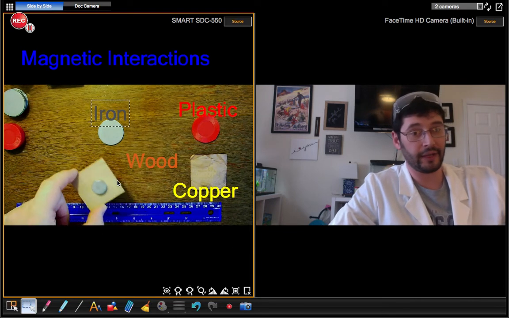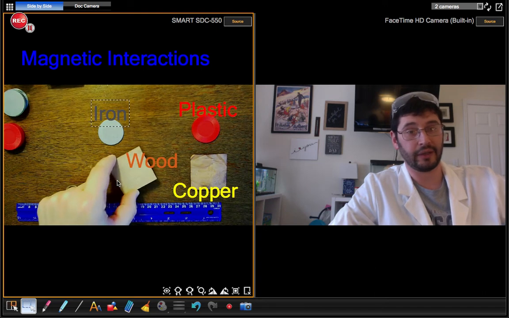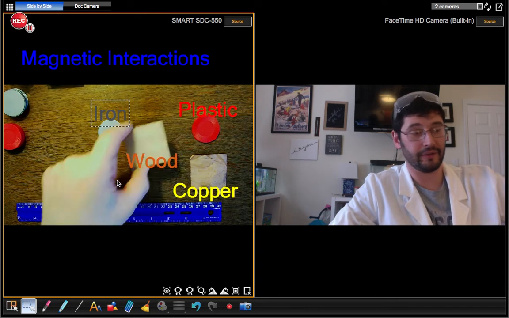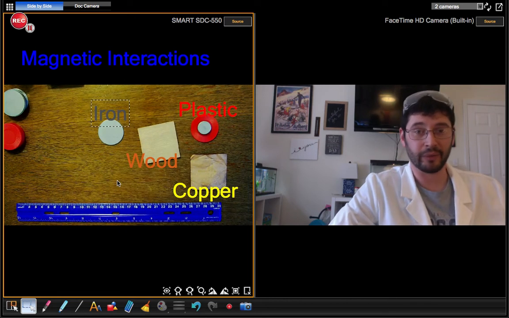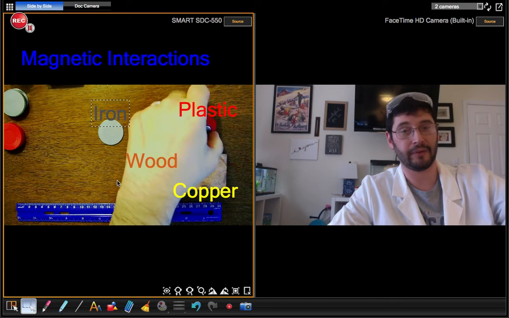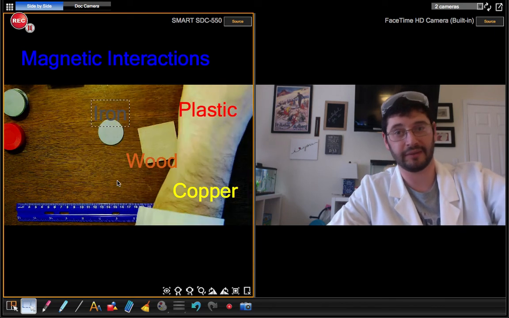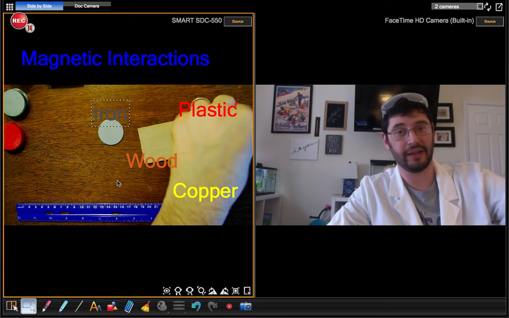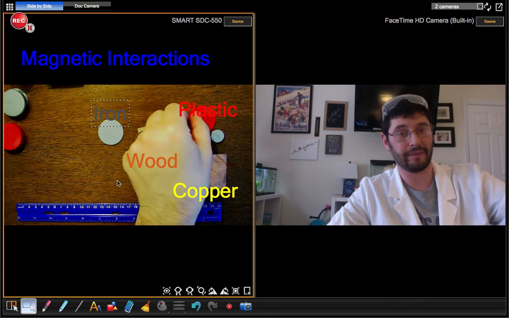You can see that if I slide this, it comes right off. It's not sticking to this material. What about our plastic one? What is your prediction? Well, let's find out. If I pick this up, you can see that that is also not sticking.